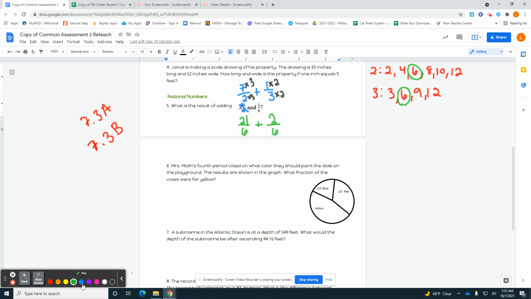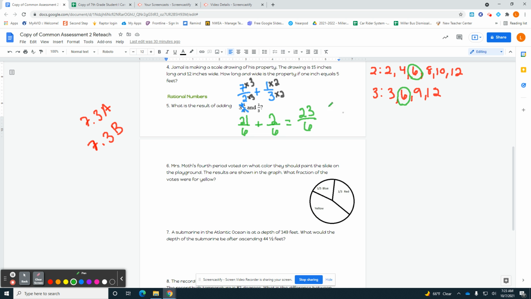All right. So now that I have a common denominator, I can add my 2 fractions, because they are the same. So 21 plus 2 is 23. And with the 6, we don't do anything. We just carry it over. Okay. So your denominator, you don't add or subtract. You just carry that right over. So I have an improper fraction here. I cannot leave an improper fraction. I need to turn that into a mixed number.